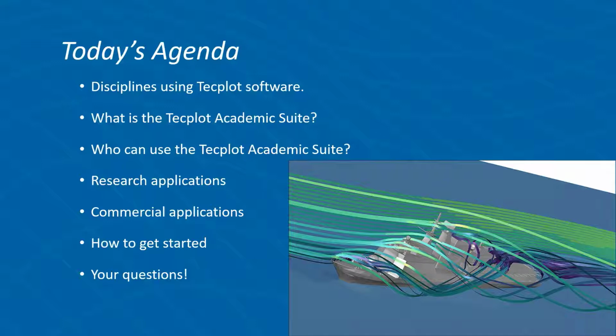I will begin with a summary of the disciplines and industries that already benefit from using tools that are in the Academic Suite. I will give a description of what the Tecplot Academic Suite is and provide summaries of the tools available in it. I will mention who can use the suite, which groups at universities can make use of this license option, then show some unique research applications of Tecplot software specific to some of our academic users. I'll then provide a summary of some of the non-academic organizations that are already using Tecplot software. And finally, I will close with options for getting started using the Tecplot Academic Suite right away, and then we will answer your questions.